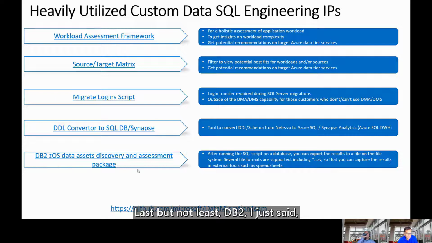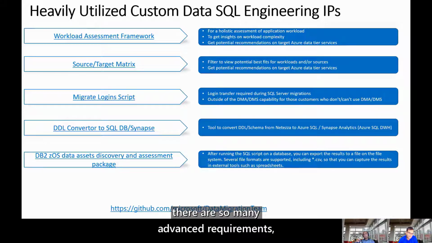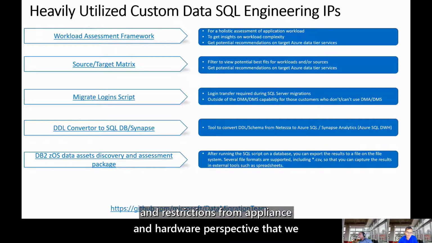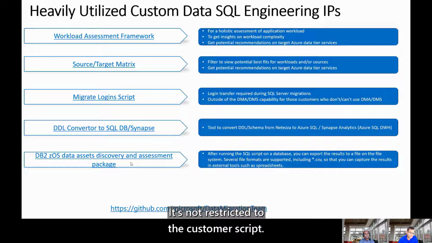Last but not least, DB2, as I just said, as part of the heterogeneous tooling strategy. During assessment, while we have SSMA, there are so many advanced requirements and restrictions from appliance and hardware perspective that we had to have custom IPs and custom discovery scripts, and this is one such example, right? And it's not restricted to just a custom script. Basically, you can go run this script, get the output in CSV, and hand it back to your mainframe modernization team, who is either working with our engineering team, or working with one of our trained partners, right? They can make the best use of these repositories and really accelerate your modernization journey.